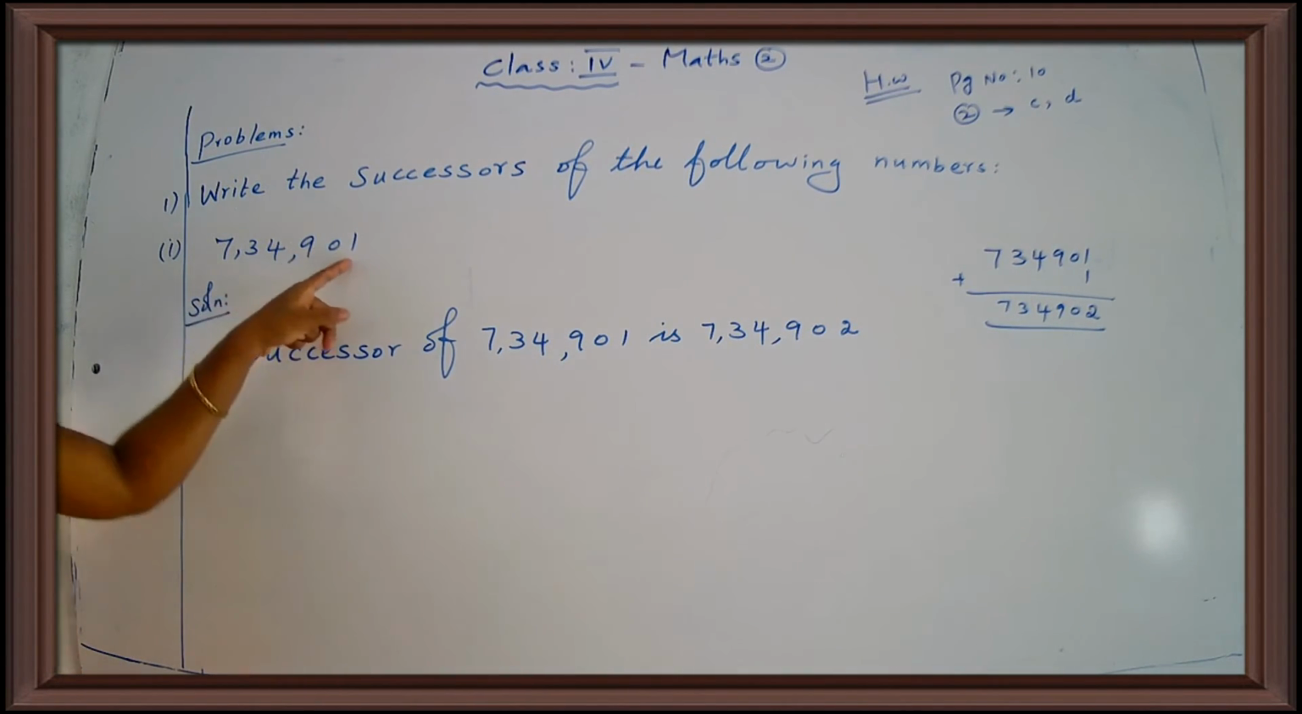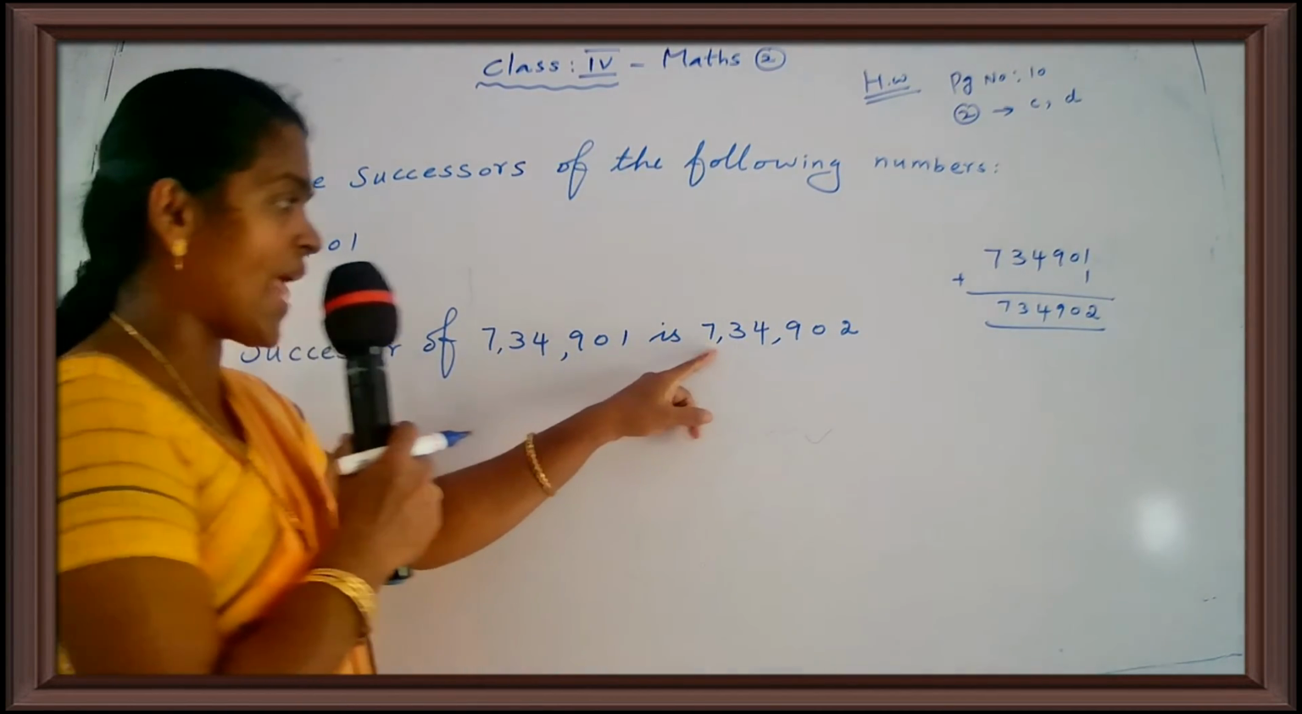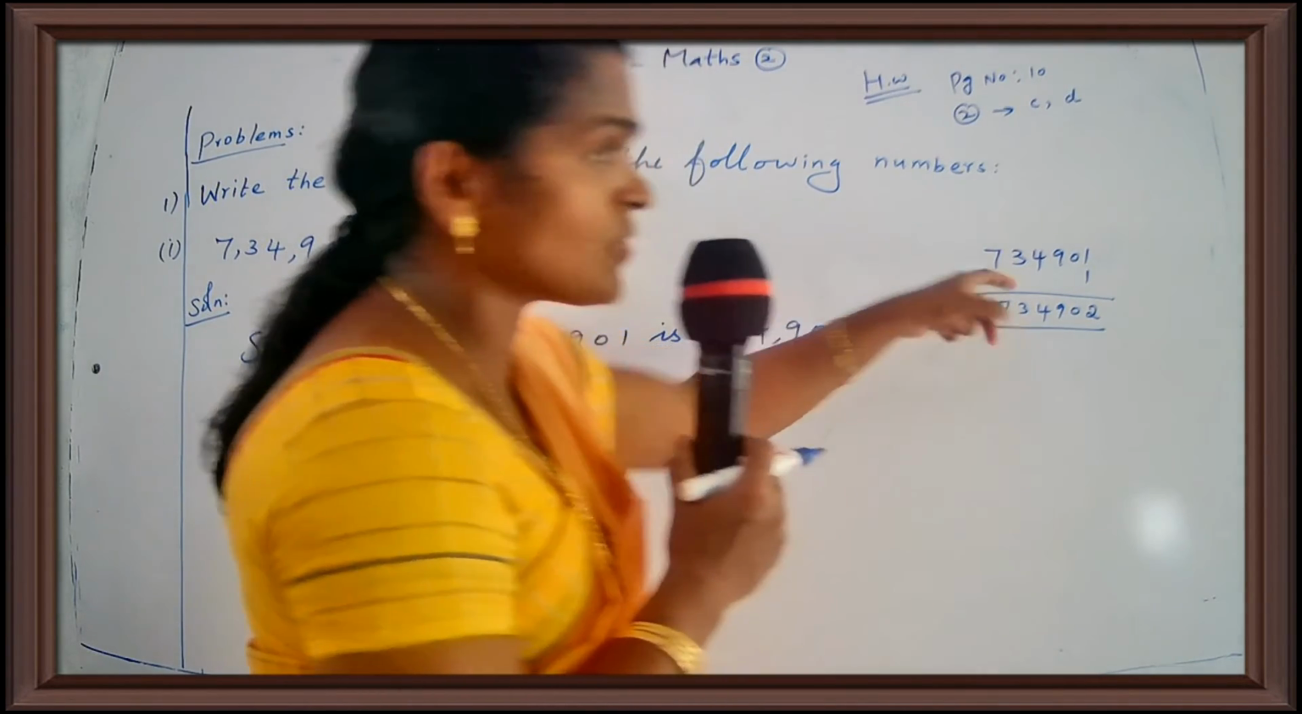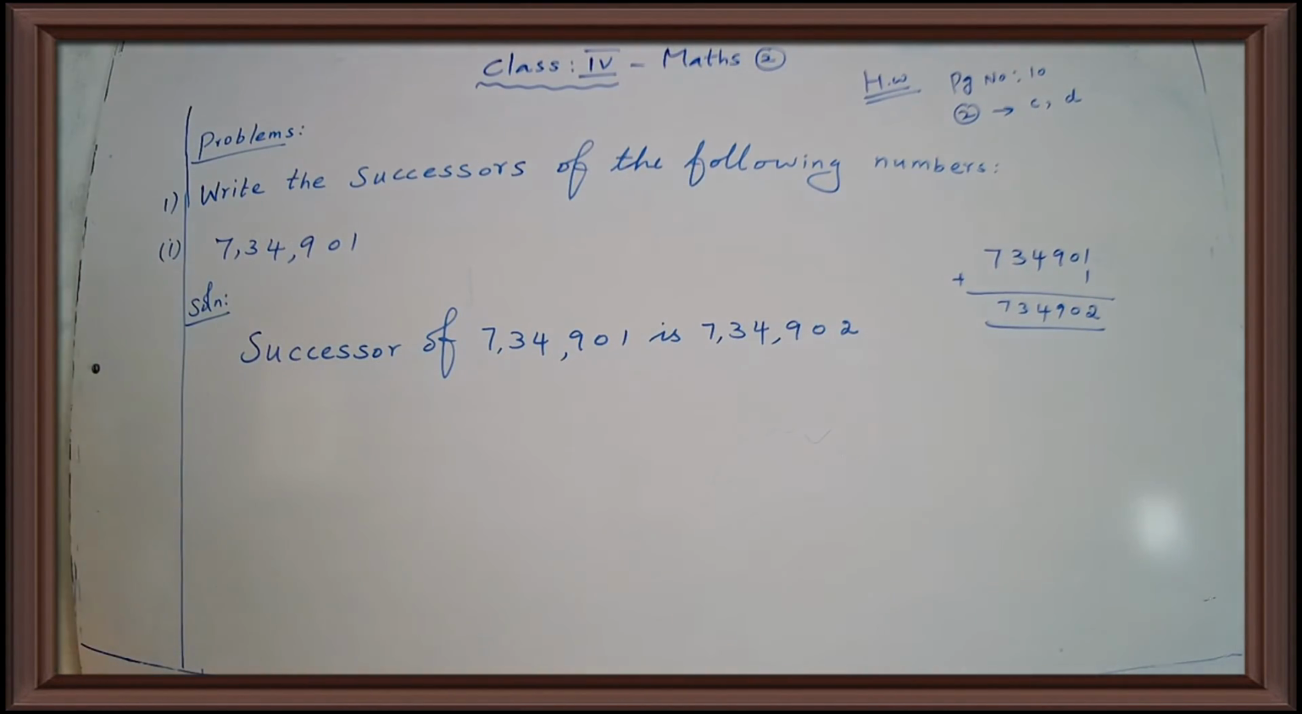Successor of 7,34,901 is 7,34,902. Suppose you have any doubt, then add 1 to the given number. Okay children, clear? Now the second question.